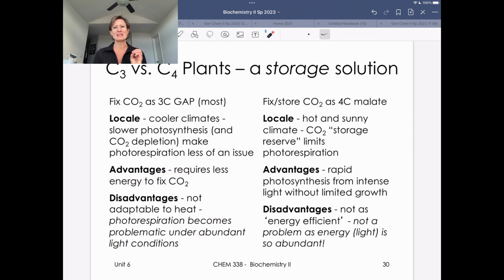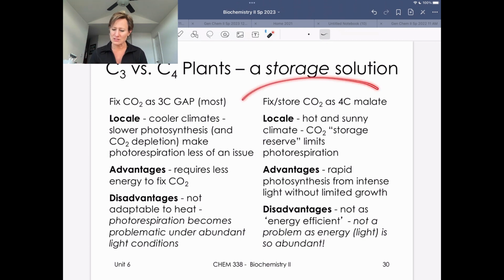But unfortunately, this can make these plants much less adaptable to heat. And so high levels of heat and light are going to make photorespiration sort of more problematic. And that can really stunt plant growth if you're a C3 plant and you're exposed to too much sunlight.